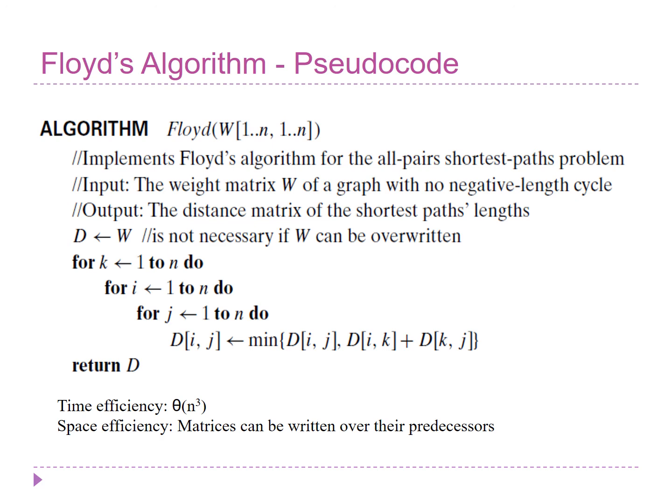The time efficiency of Floyd's algorithm is theta of n cube, and the space efficiency is obtained by generating matrices that override the predecessors.